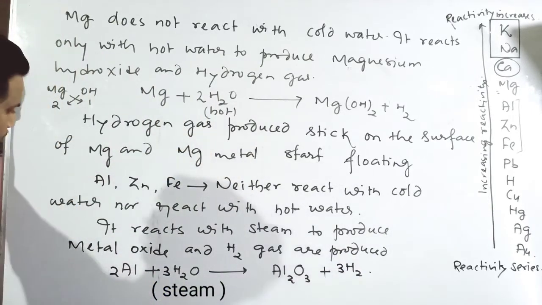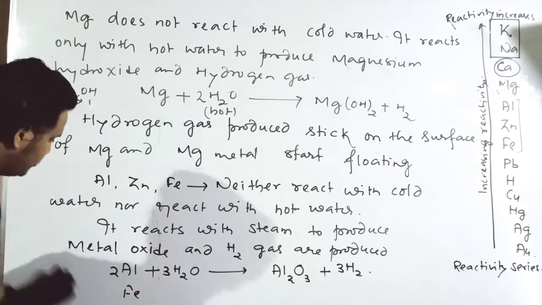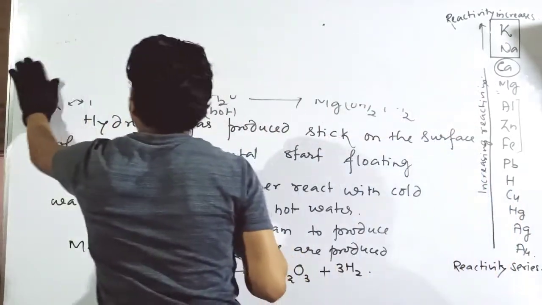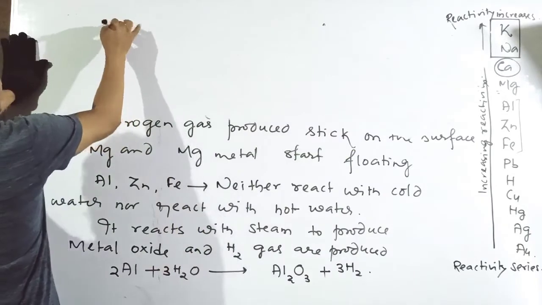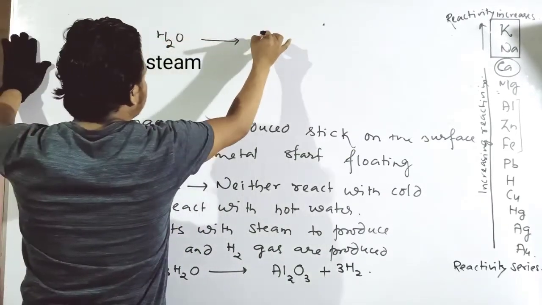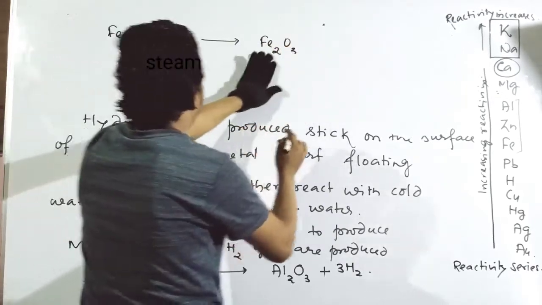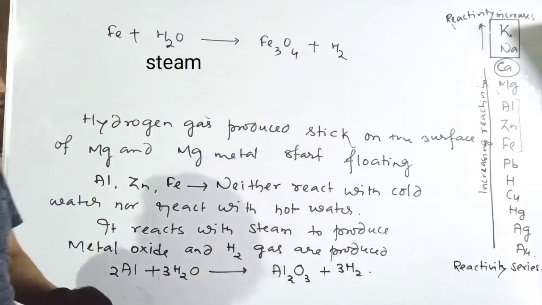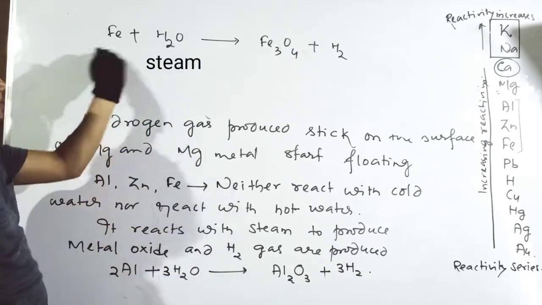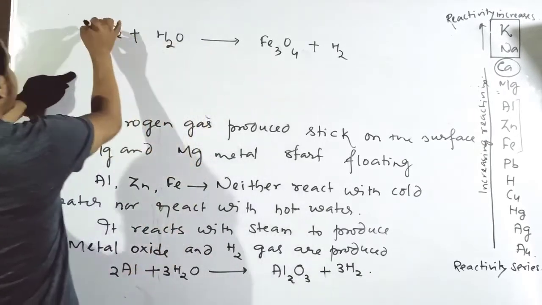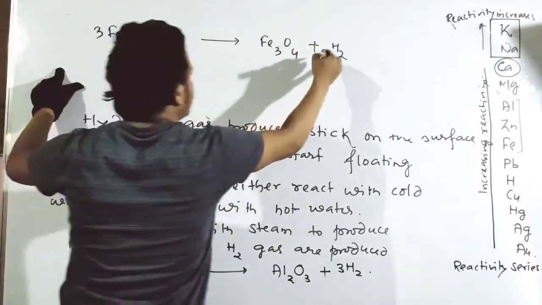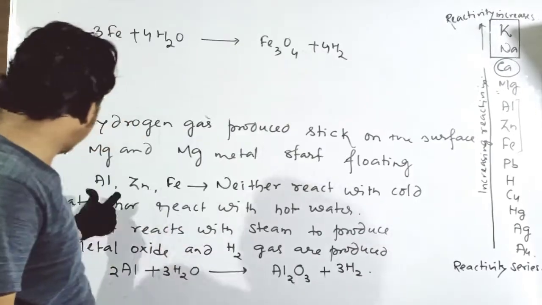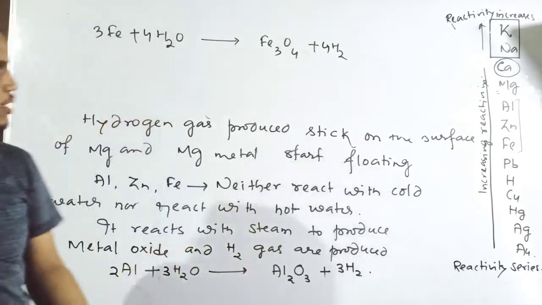Again, if you take iron, Fe, iron reacts with water to produce metal oxide, Fe3O4, iron oxide, along with hydrogen gas. So the aluminium reaction is this, the iron reaction is this one. Now you can balance: 3 iron, 4 oxygen, 8 hydrogen. In the same way, you can write the reaction with zinc. The same reaction type will be there.